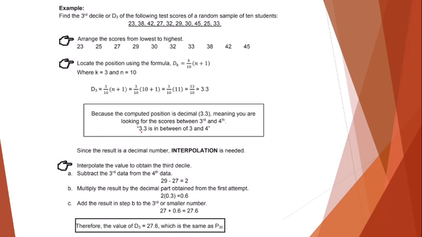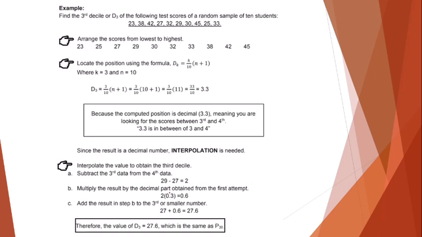Siguro doon sa quartile, applicable na ang interpolation. Kapag ganito ang lumalabas, yung decimal, so 3.3 nga yung result natin, hindi naman pwede yon. So, nasubtract natin 29 minus 7. Sabi nga natin is 3.3 term. Diba? That is between third to fourth term.